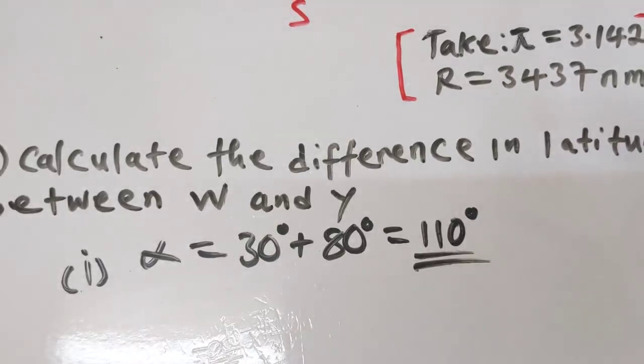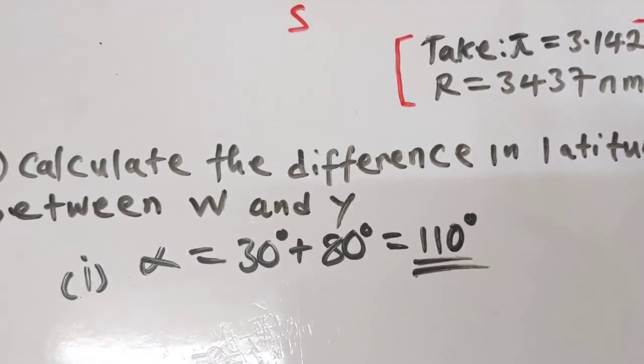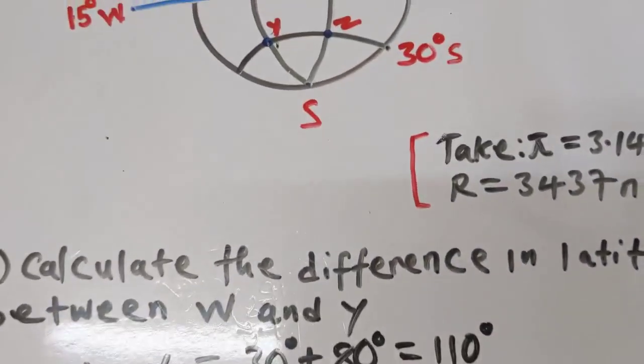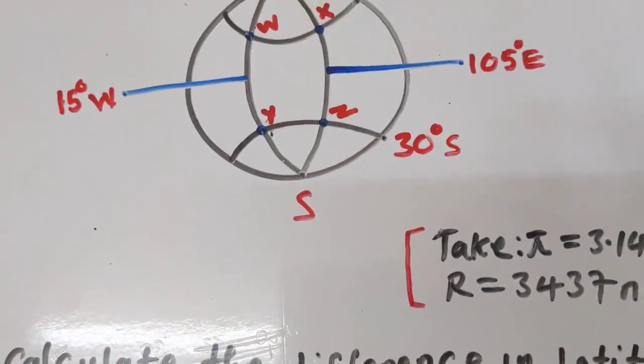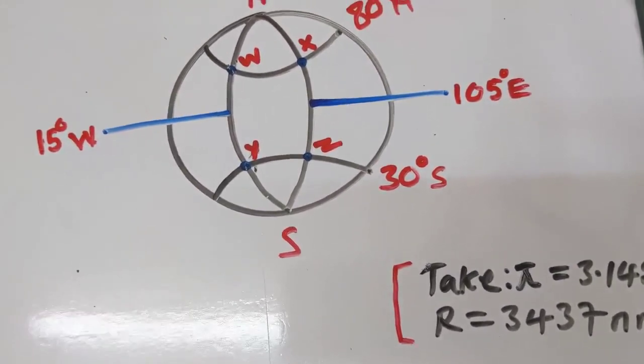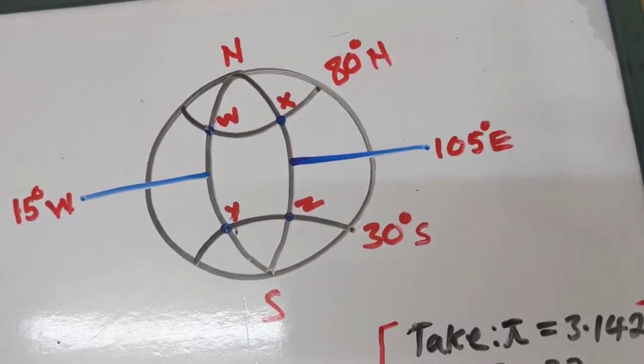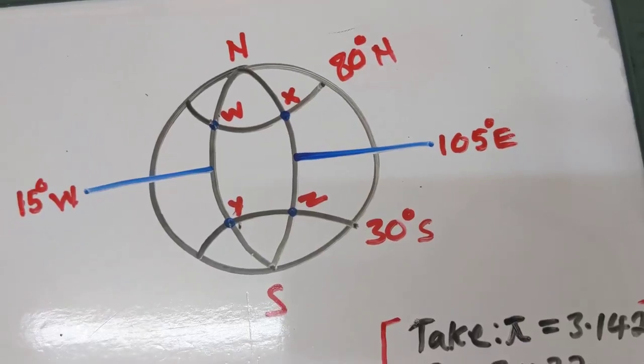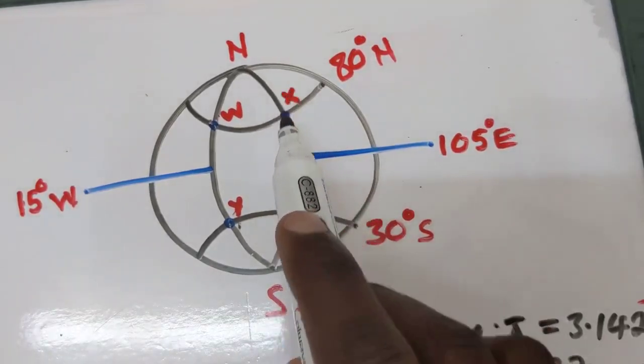The other question says: calculate the distance in nautical miles between X and Z.